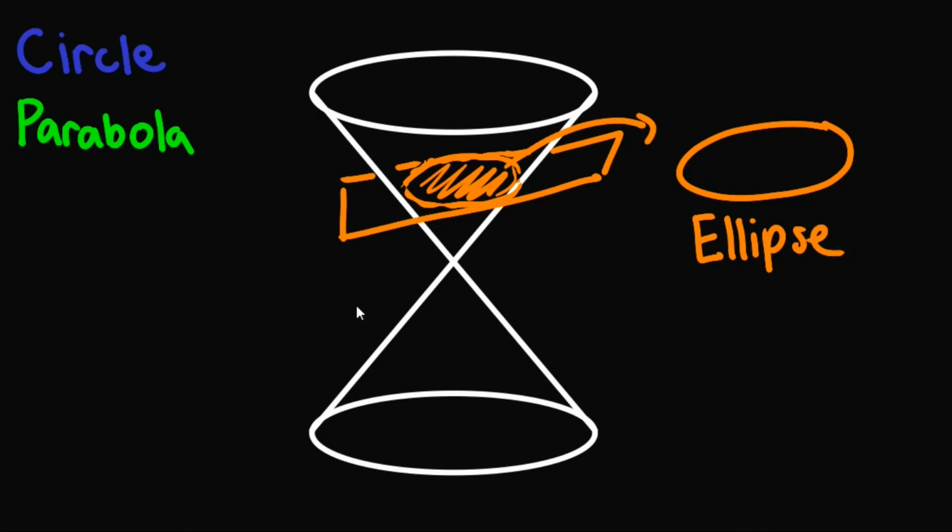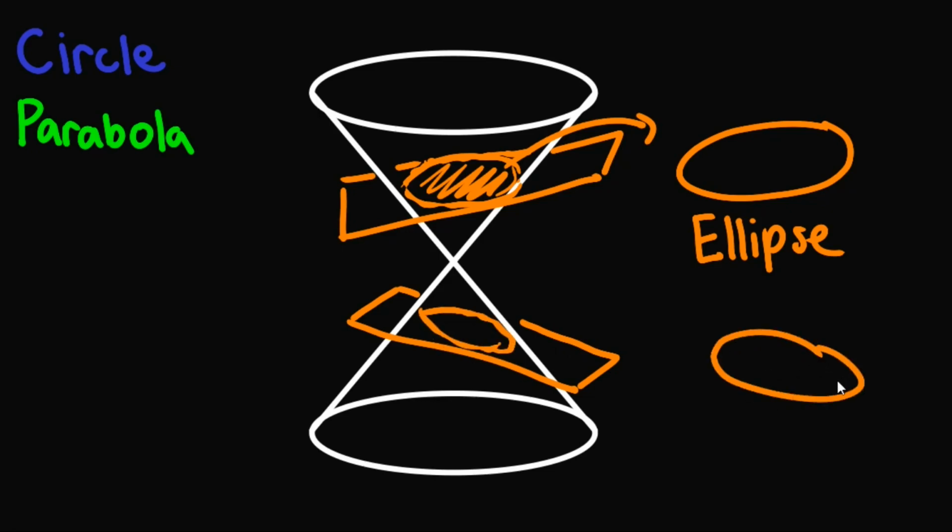You could do the same for this side out here. Looks like something like this. This one out here is also an ellipse. So that is our third conic section, ellipse.